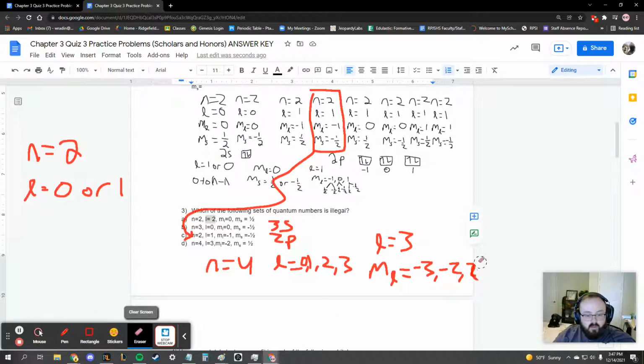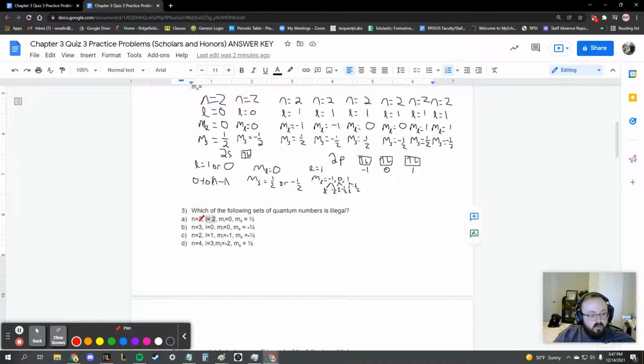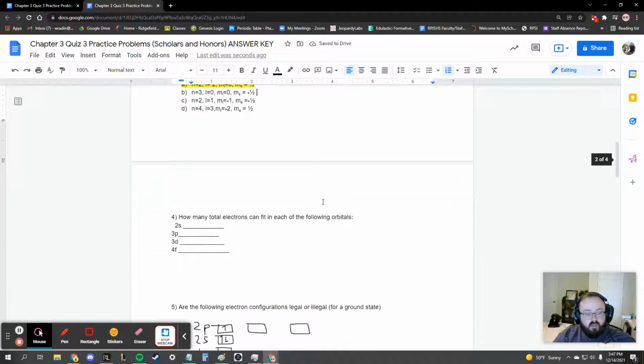Hold on. Let me make it in order just to be more clear. -3, -2, -1, 0, 1, 2, and 3. Right? So if L equals 3, then M sub L can be -2, and M sub S can be 1/2. That's one of the allowed states. So this is allowed, and this is allowed. The only thing that's not is A. So I will highlight this as our incorrect answer. Or as our correct answer.